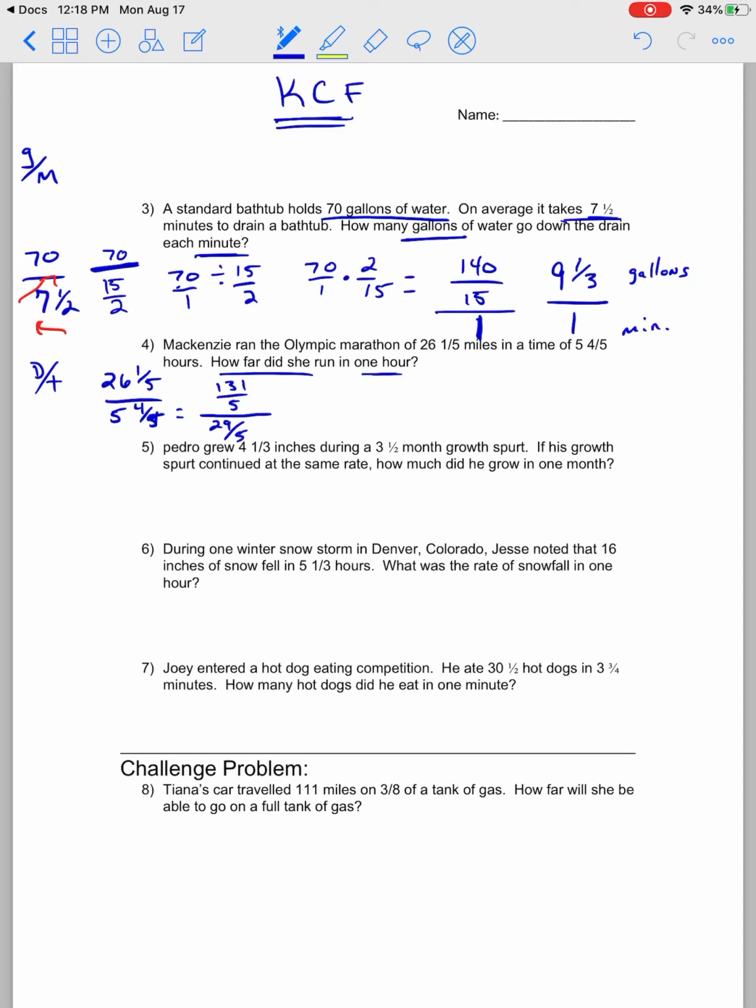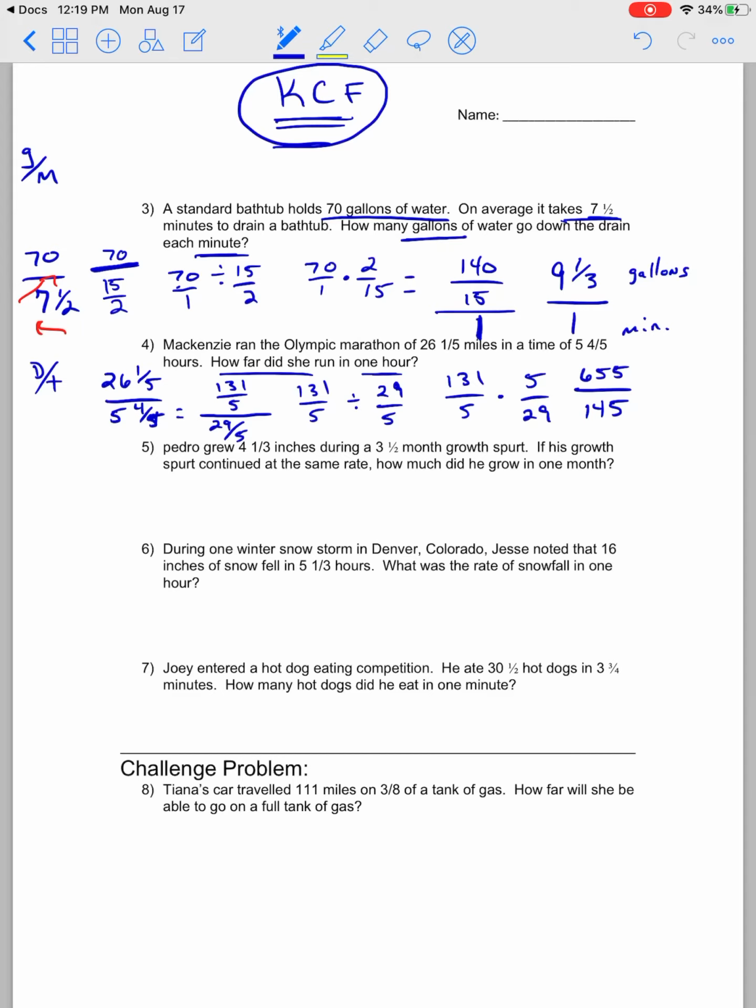Now, remember, we got to divide that top by the bottom. So that's 131 over 5 divided by 29 over 5. And what do we do? Keep, change, flip. So you got 131 over 5 times 5 over 29. Multiply them straight across. You get 131 times 5 will give you 655 over top of 29 times 5 will give you 145.